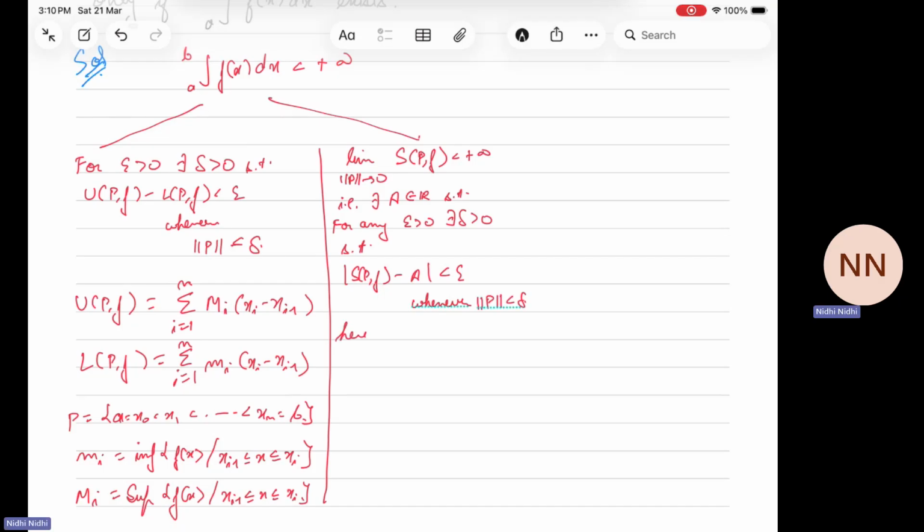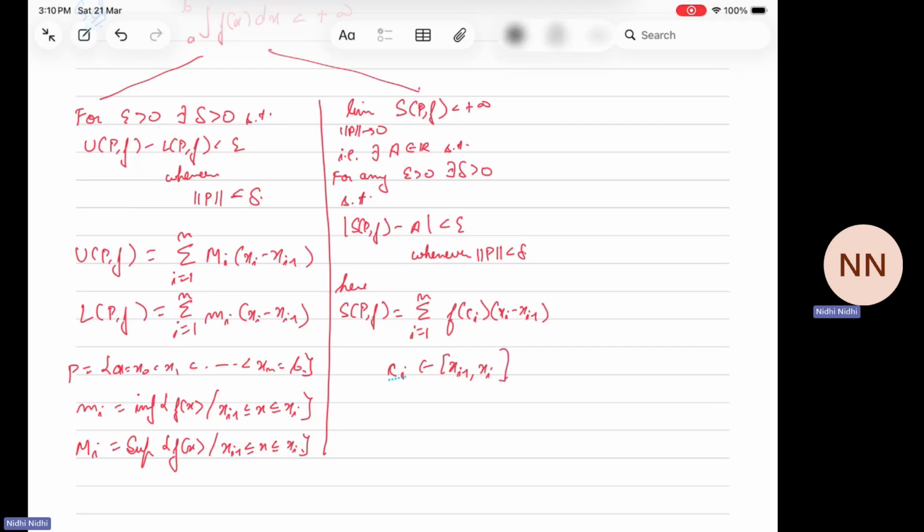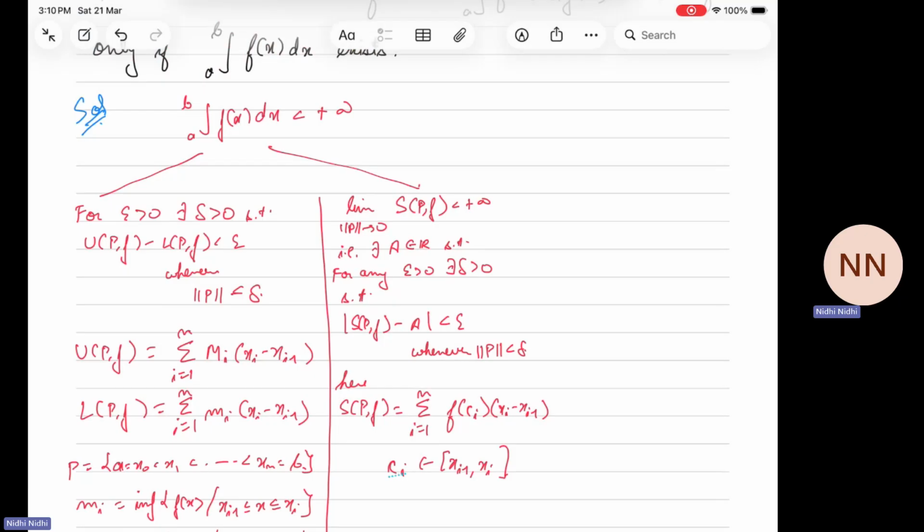And here this S(P,f) is called the Riemann sum, which is equal to the summation from i equals 1 to n of f(c_i) times (x_i minus x_{i-1}), where c_i is arbitrarily chosen from the interval [x_{i-1}, x_i]. Next comes the notion of Riemann-Stieltjes integration.